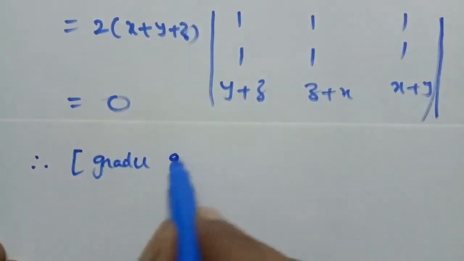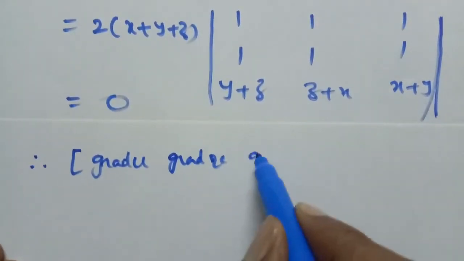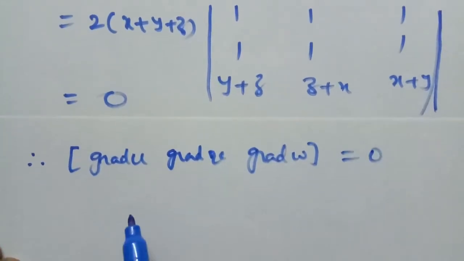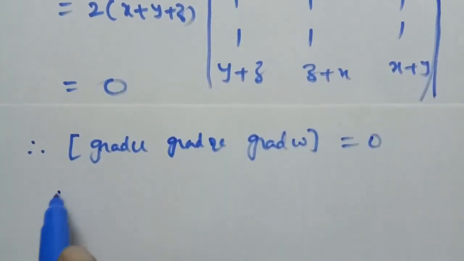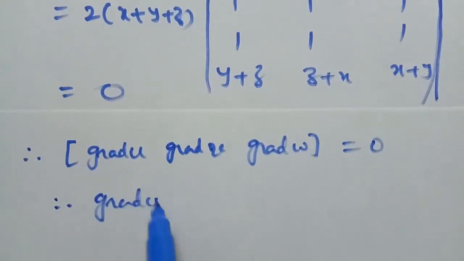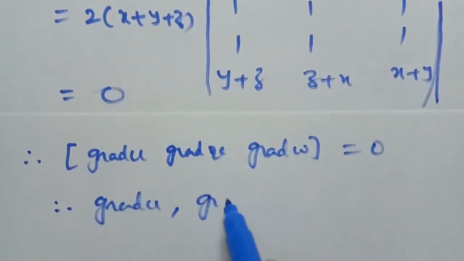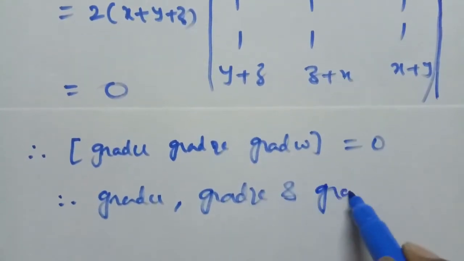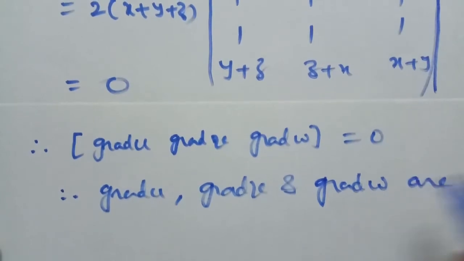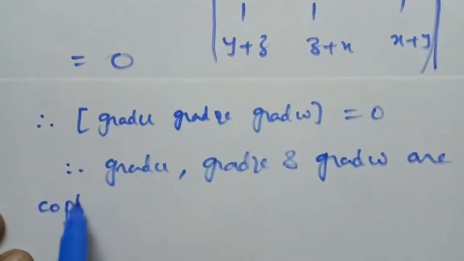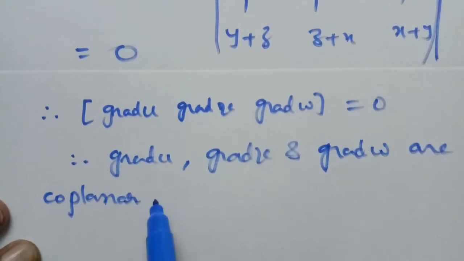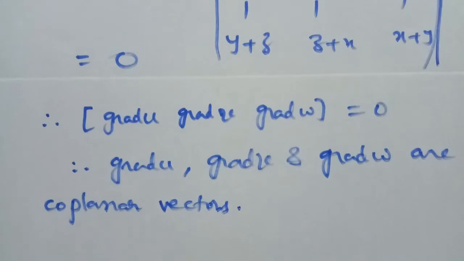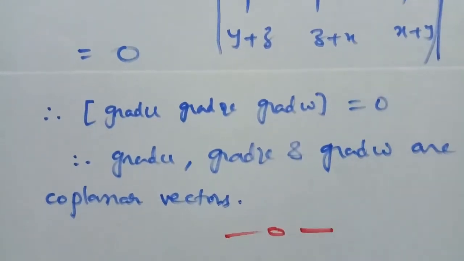grad u, grad v, grad w box is equal to 0. Therefore, grad u, grad v and grad w are coplanar vectors. Hence the solution.